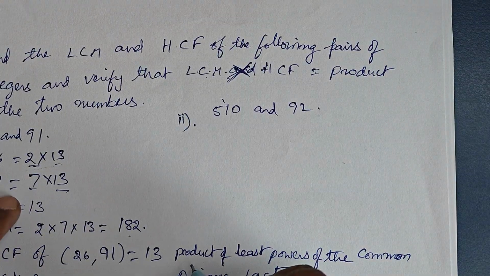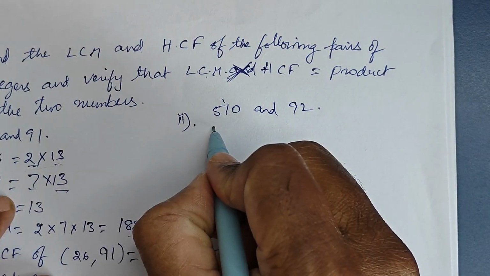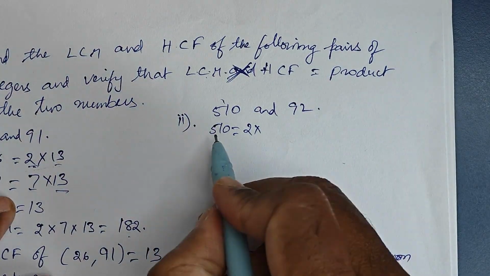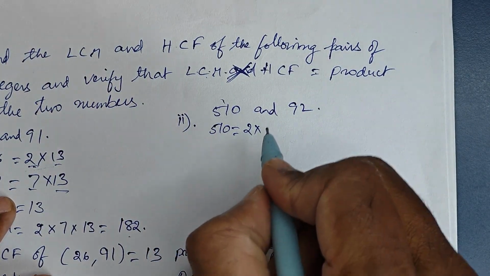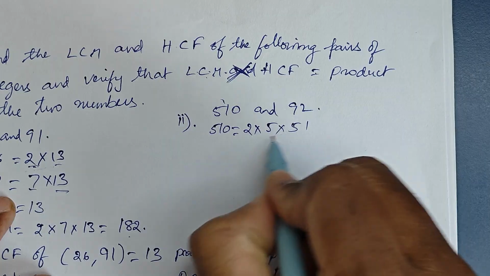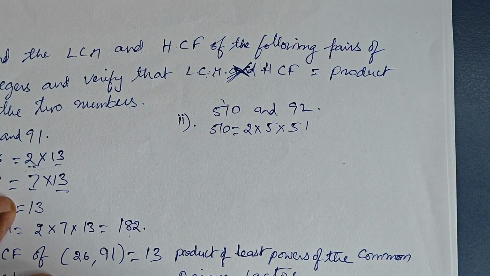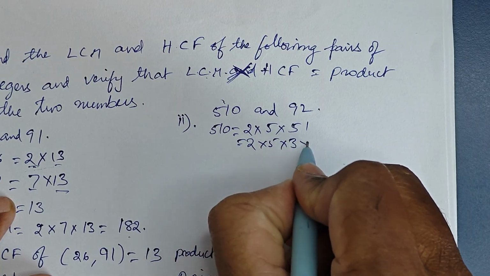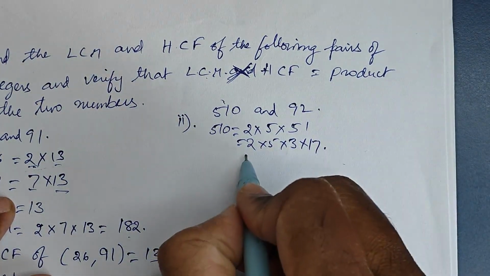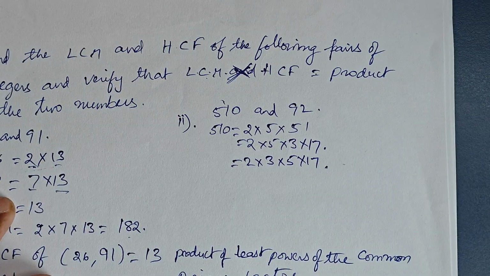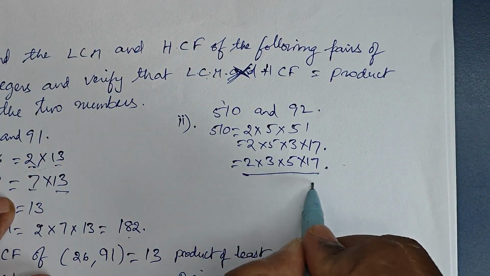Okay, for 510, how can I write the factorization? 510 I can write as 2 into, definitely we know it is divisible by 10, that means 2 into 5 we can write first, then it will be 2 into 5 into 51, and 51 we know is 3 times 17, so 2 into 5 into 3 into 17, is that right? So if you reorder them, 2 into 3 into 5 into 17. Similarly, these are the prime factors of 510.